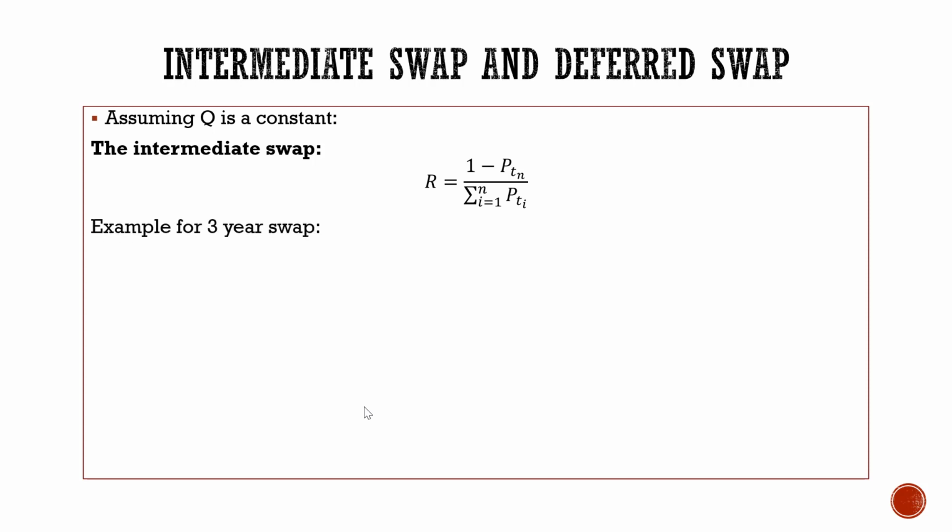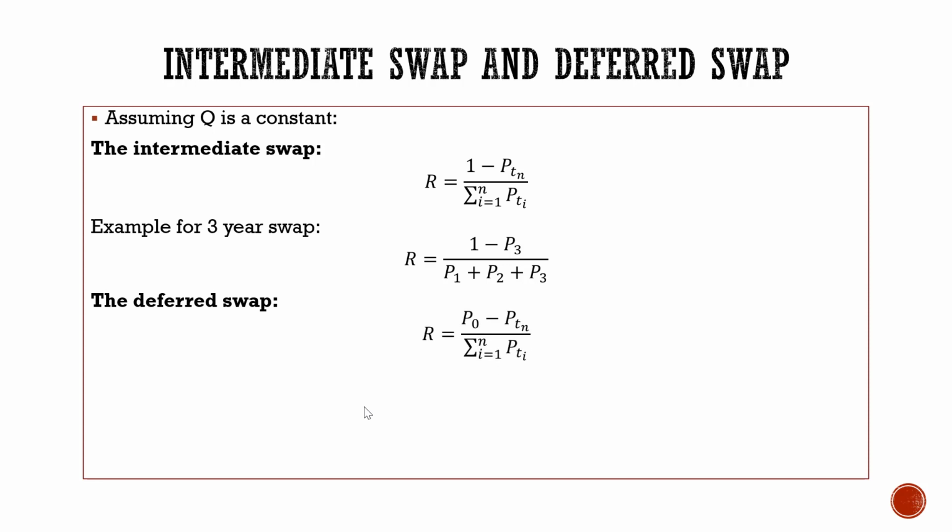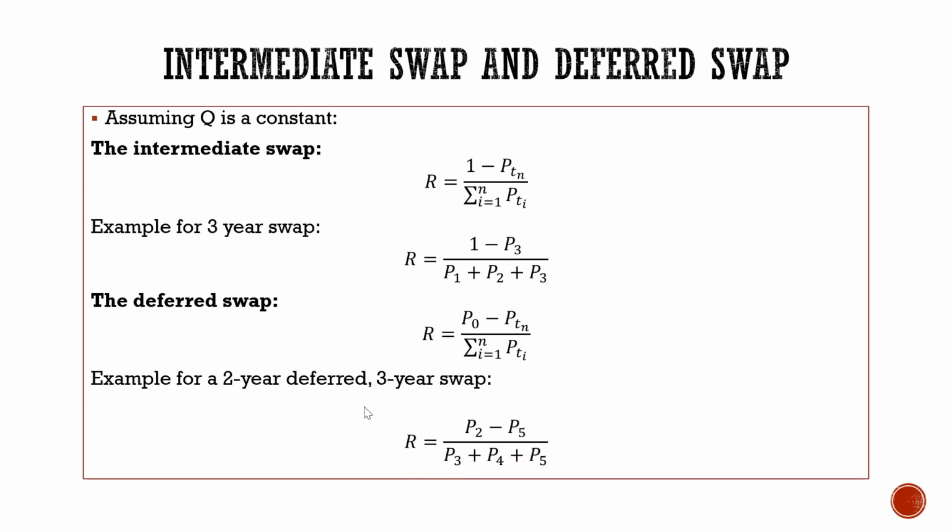Example: for a 3-year swap, R is 1 minus P3 over P1 plus P2 plus P3. And the deferred swap is R equals P0 minus PTN over the summation of PTI. An example for a 2-year deferred 3-year swap is R equals P2 minus P5 over P3 plus P4 plus P5.